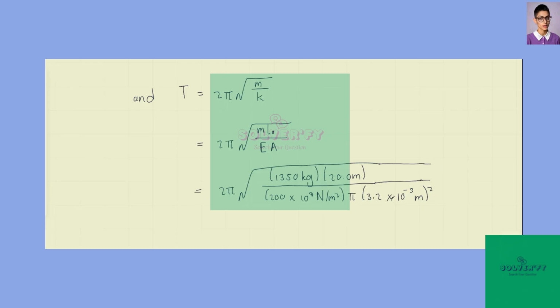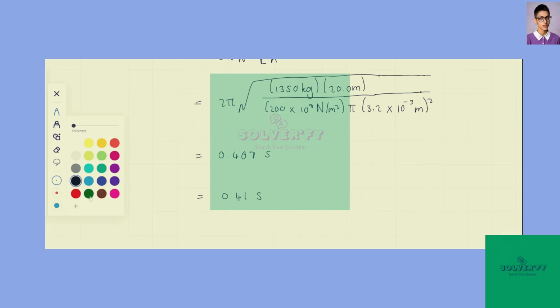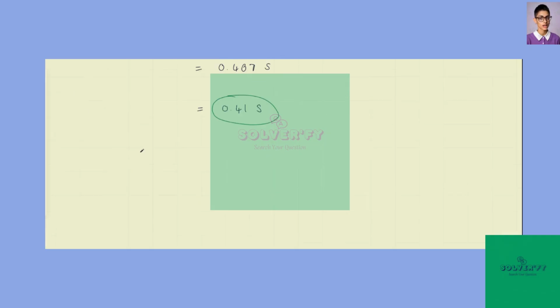And so if we calculate this, we get the period of the car's bouncing at the end of the cable to be 0.407 seconds, or keeping our significant figures to 2, this is 0.41 seconds. So the car will oscillate at the end of the cable with a period of 0.41 seconds.